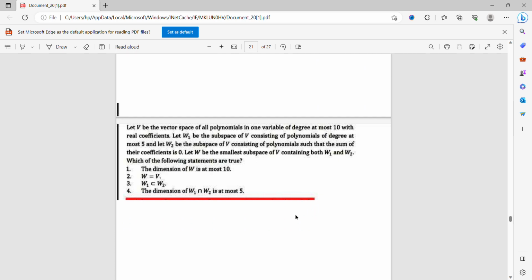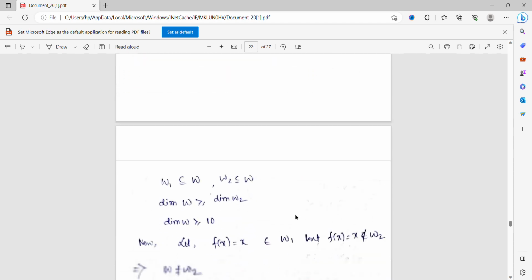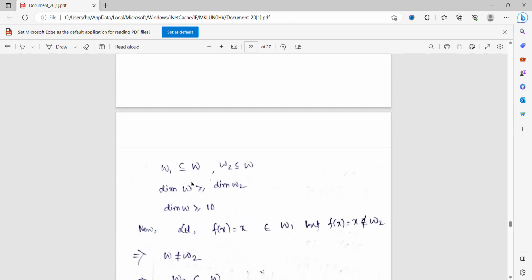Let V be a vector space of all polynomials in one variable of degree at most 10 with real coefficients, and W1 be the subspace of V consisting of polynomials of degree at most 5, and W2 be the subspace consisting of all polynomials such that the sum of their coefficients is 0. Given that W is the smallest subspace of V containing both W1 and W2, which of the following statements are true? So the first one.